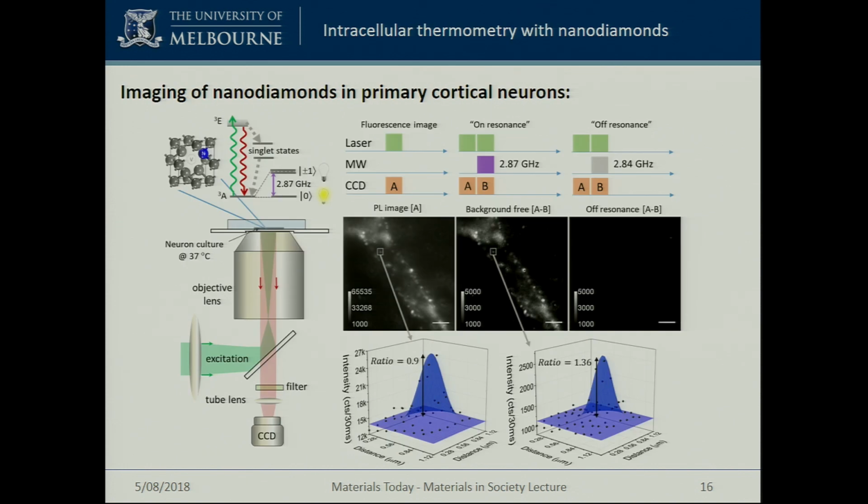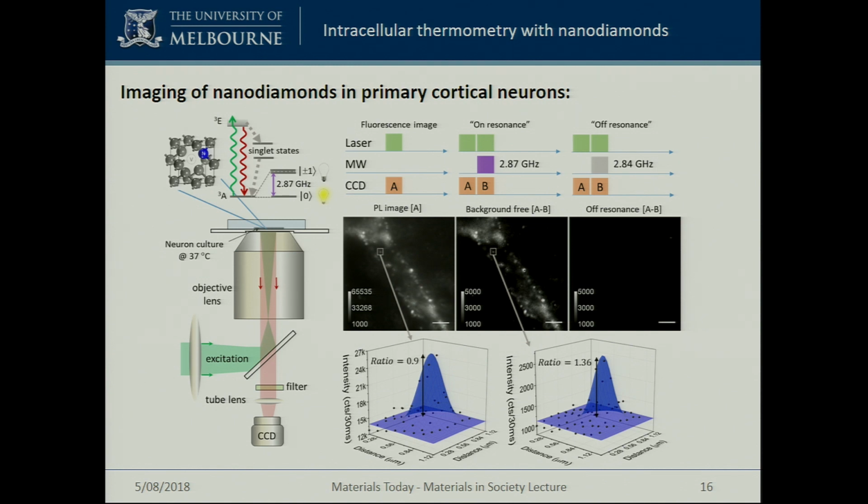In terms of imaging, if you want to do wide field imaging, what we did was culture these neurons onto our wide field imaging microscope. This is a schematic of the wide field. We've got a microwave resonator, so we can drive the ODMR. The neurons are cultured within that resonator, and then we've got culture media on top to keep them all happy.